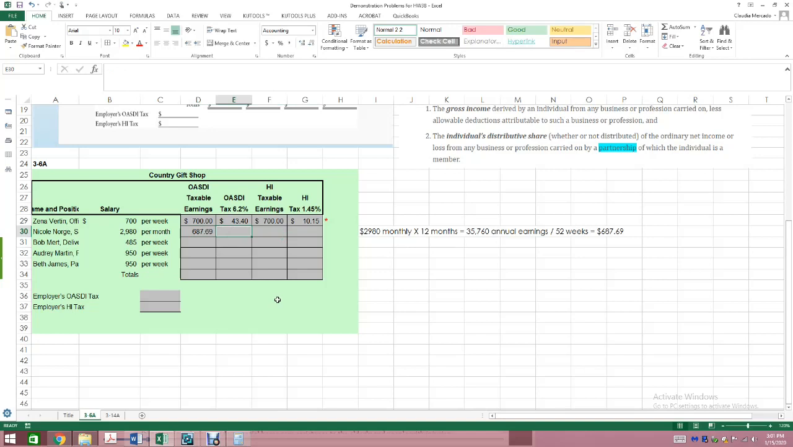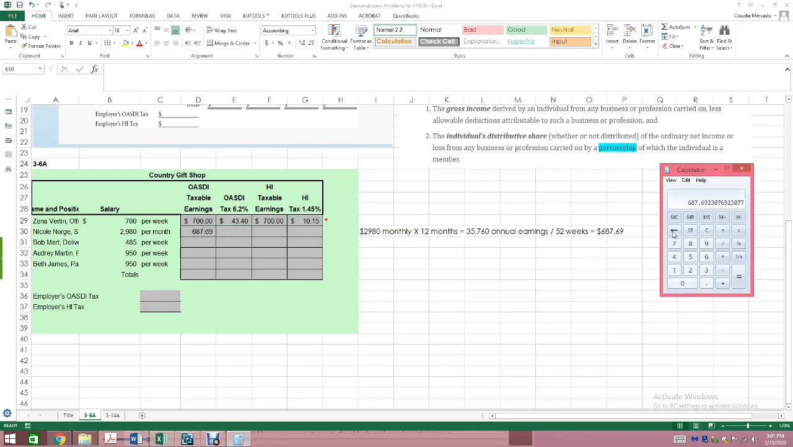687.69. And then you're going to get that amount and multiply it. 687.69 times 6.2%. That's going to be 42.64. And I'm rounding up because the third digit is a 6. So it'll be 42.64.